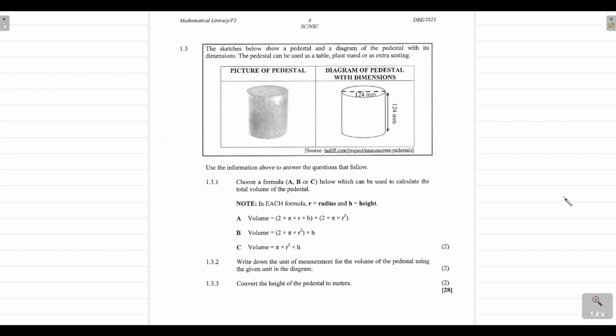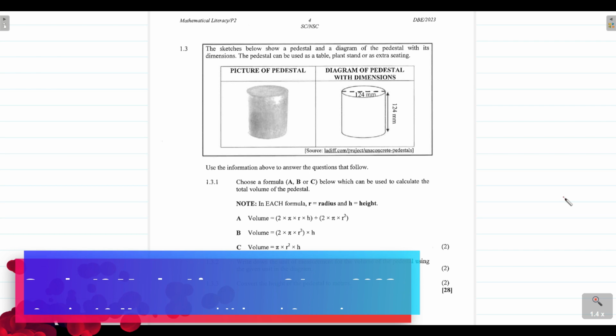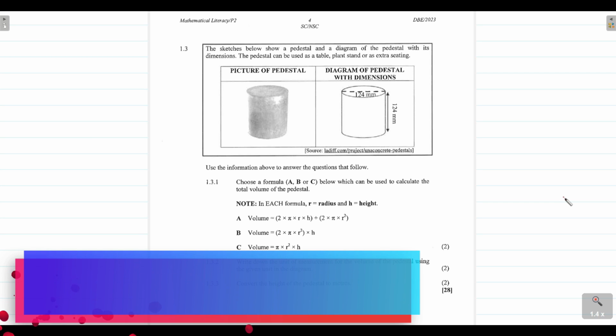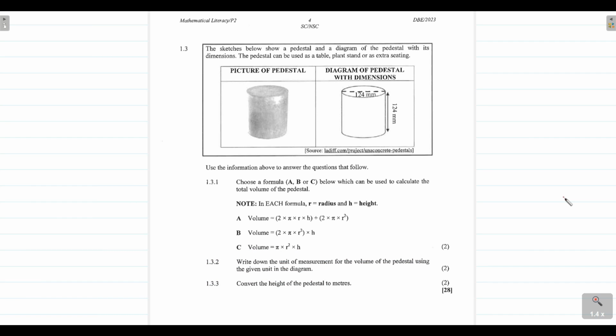So on today's video tutorial, guys, we are going to be tackling question 1.3 from the grade 12 mathematical literacy paper 2 that was written in June 2023. And question 1.3 deals with measurement, right? In particular, we're going to be calculating the volume of a cylindrical object, or the cylindrical pedestal.